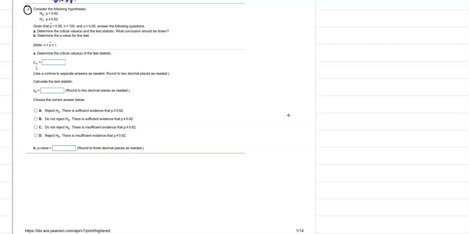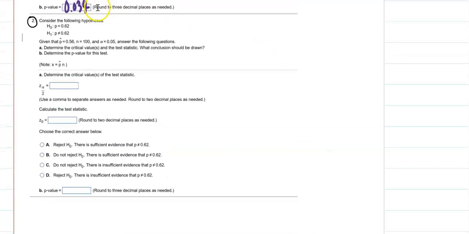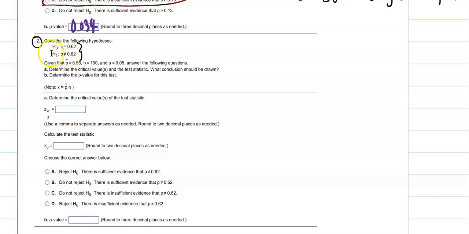Question number 2. Consider the following hypothesis. H0: p equals 0.62. H1: p does not equal 0.62. Because of the not-equals symbol in H1, this is a two-tail test. I call it TTT, two-tail test. Since it is a two-tail test, we're expecting two critical values. You're given p hat, n, and alpha, the level of significance. You answer what the critical values, test statistic, and conclusion are, and determine the p-value for the test.